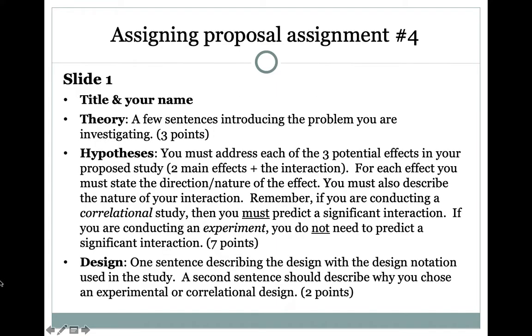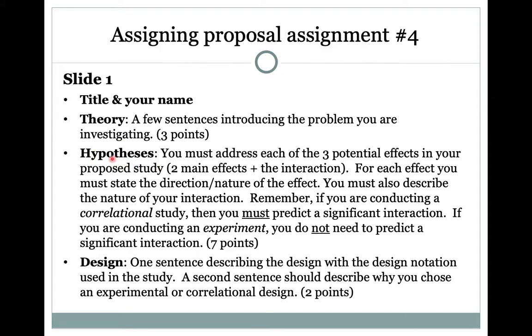All right, so I'm going to get my laser pointer back. Slide number 1 is just the title and your name, and then you're going to give some theory. So a few sentences introducing the problem you're investigating. What are you looking at? What's the problem? What are you trying to discover?